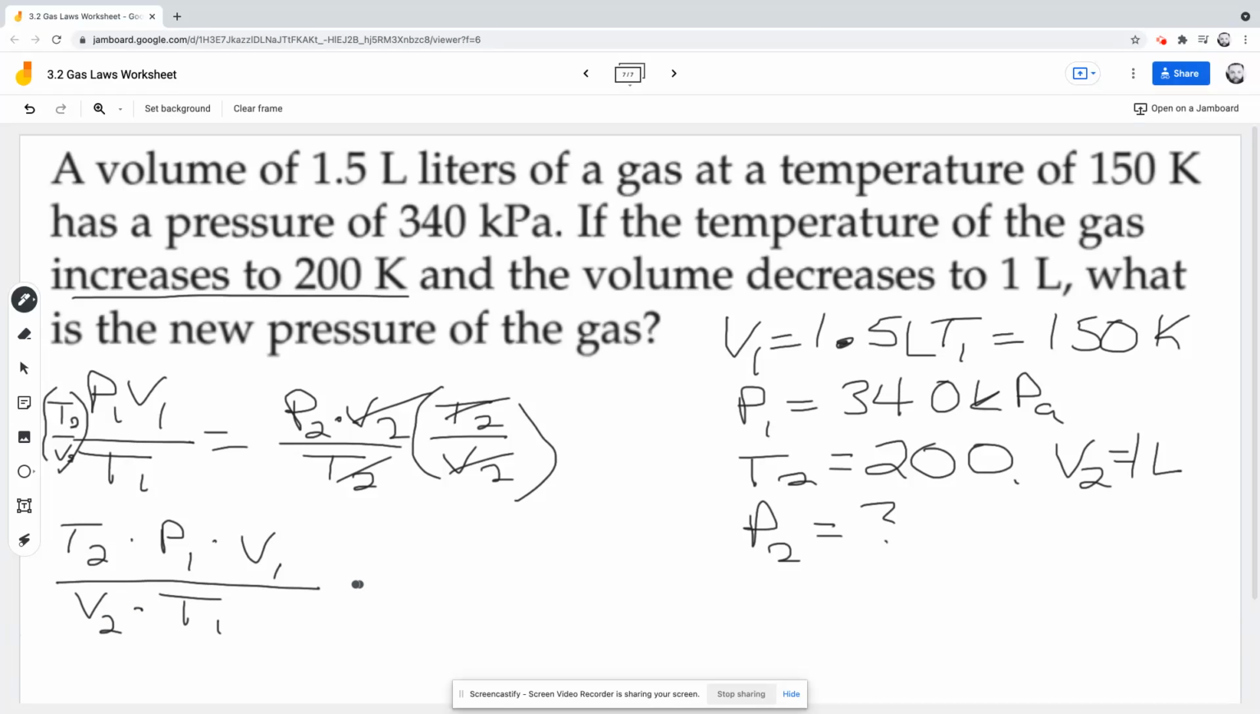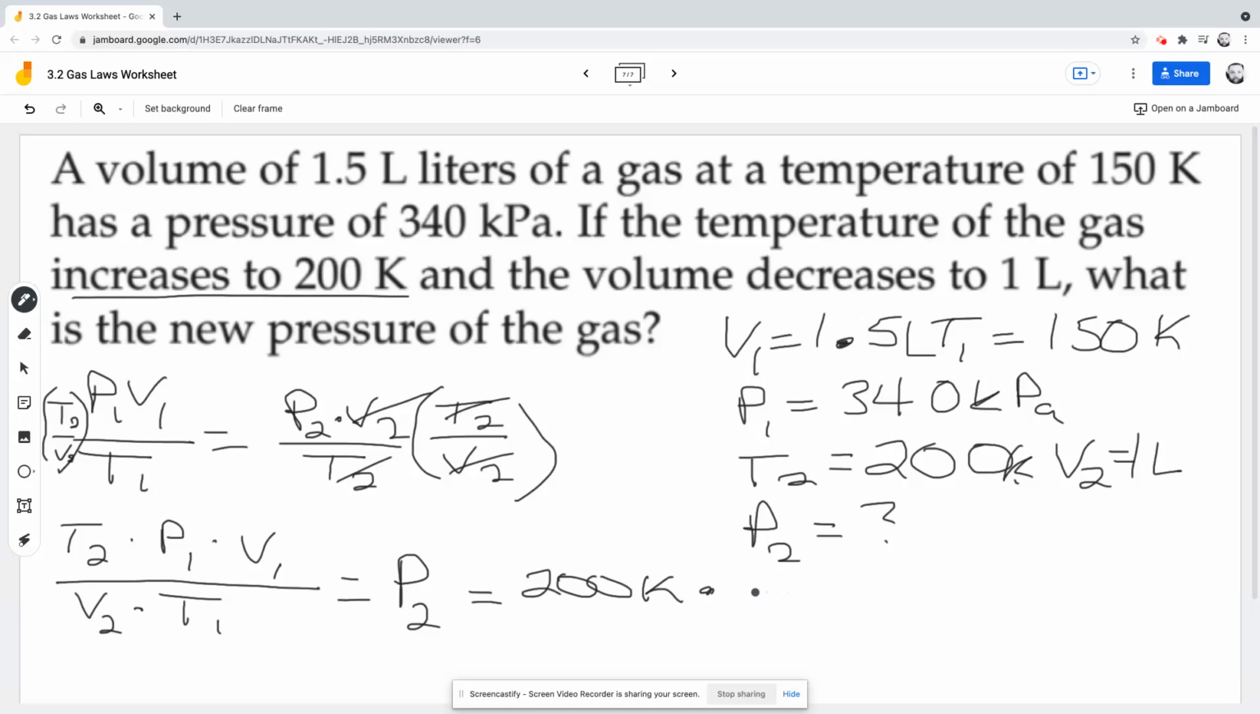You could do it. You're smart. All right. So to find the pressure, I just got to write all these numbers in this order. So what's T2? 200 Kelvin. Oops, forgot to write my units here. Shoot. This is 200 Kelvin.